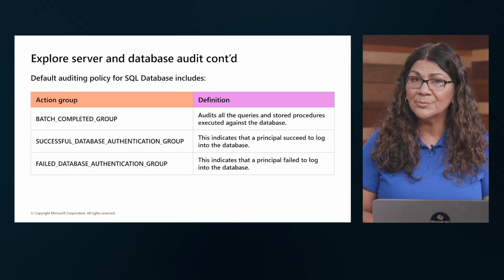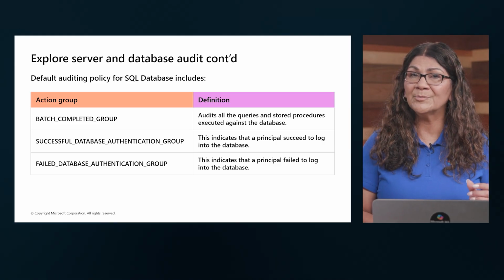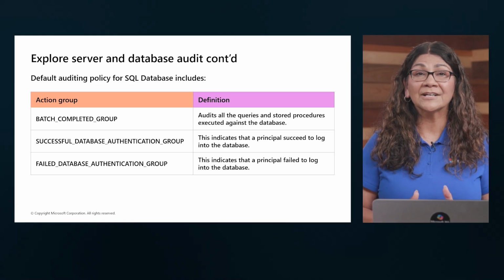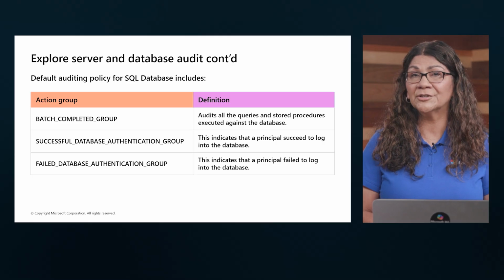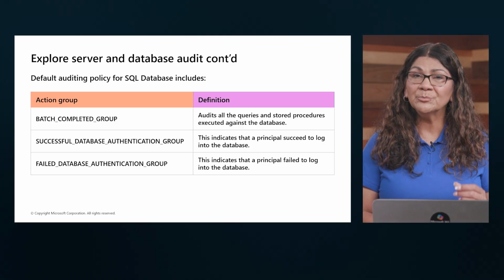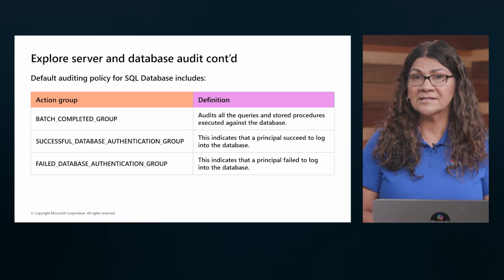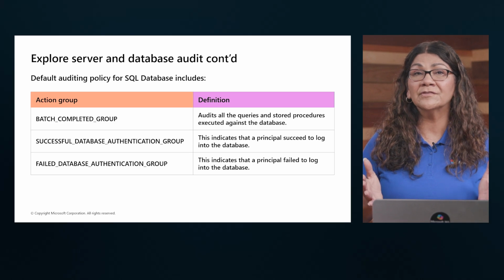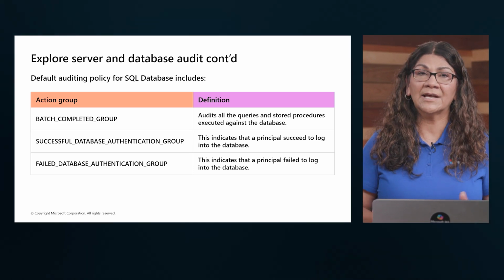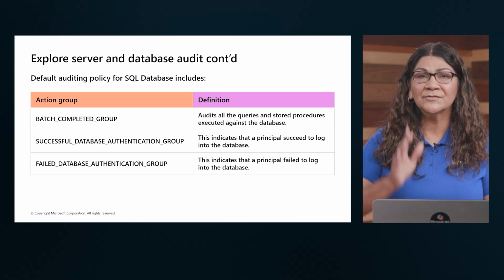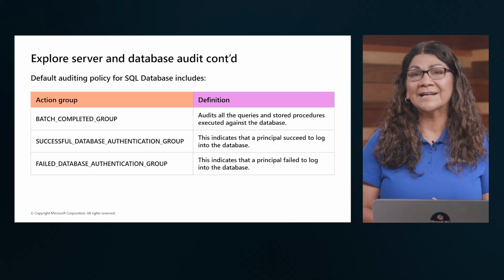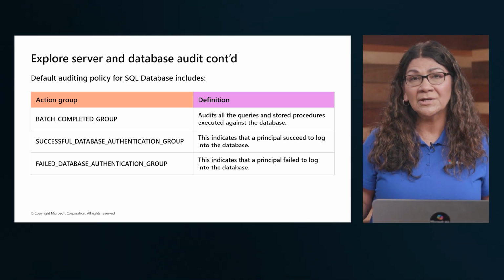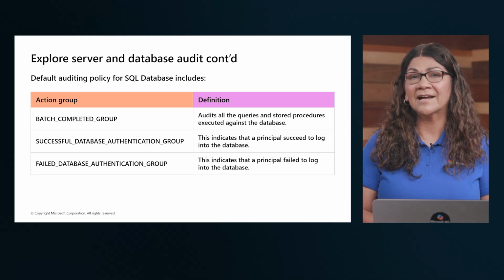Let's look at some key components of the default auditing policy here in our SQL database, focusing on 3 essential action groups that help maintain security and compliance. The batch completed group audits all queries and stored procedures that are executed against the database, providing full visibility into the user and application activity. The successful database authentication group tracks when a principal successfully logs into the database, helping administrators to monitor legitimate access.